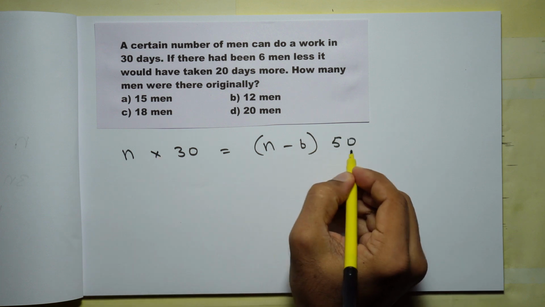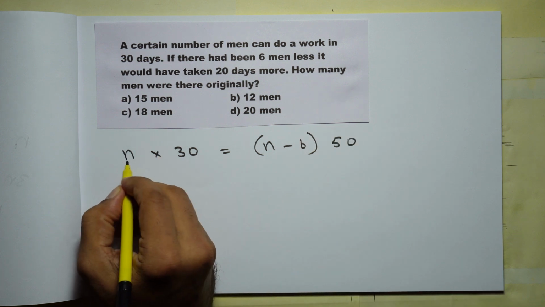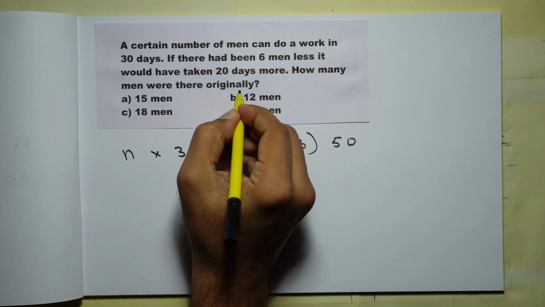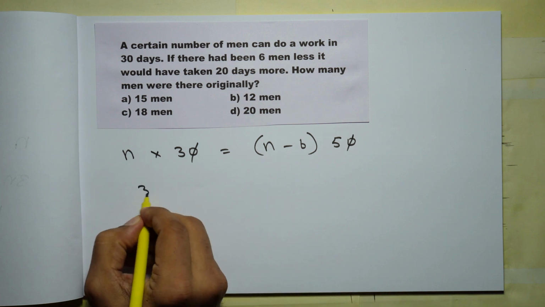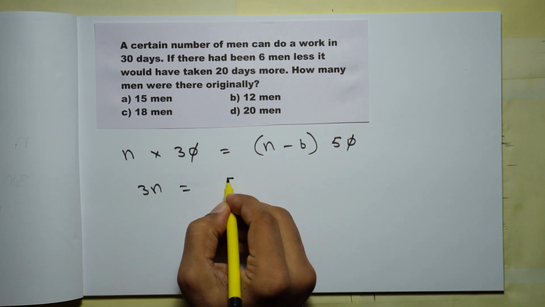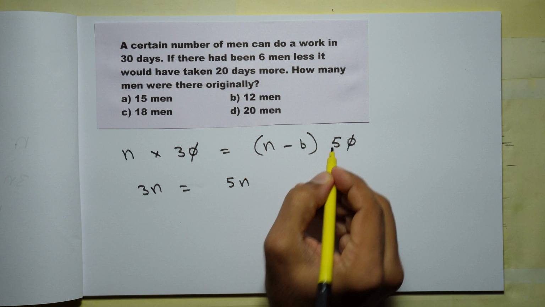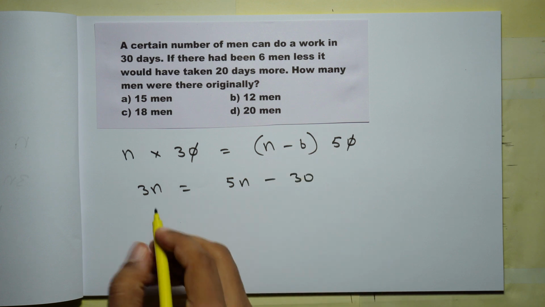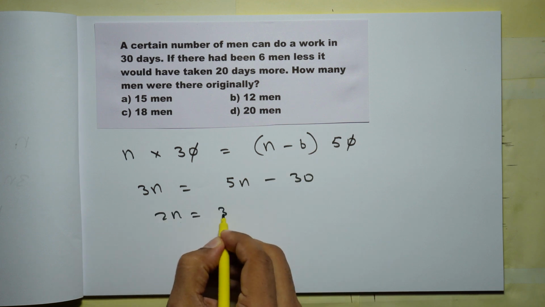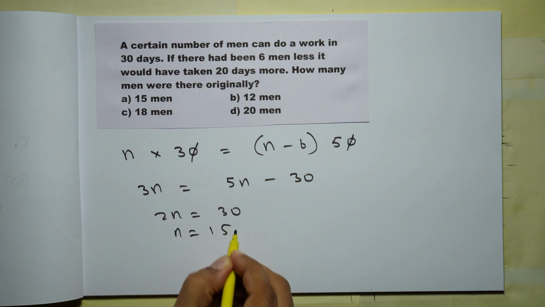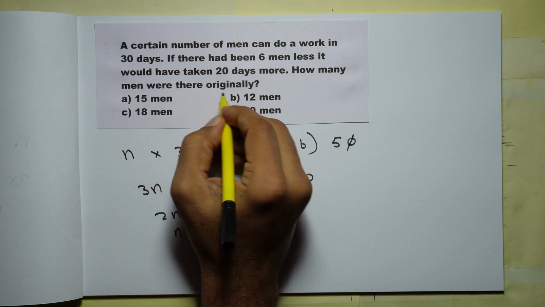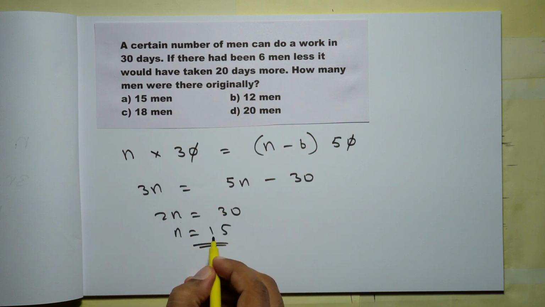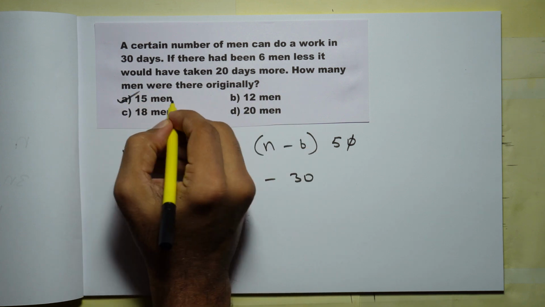So from this we can calculate the value of n, originally the number of men. How many men were there originally? That is n. I'll cancel out the zeros. So you will get 3n is equal to 5 into (n minus 6), which is 5n minus 30. So 2n is equal to 30, or n is equal to 15. N is the number of men that were there. So 15 men were there. So option A, 15 men.